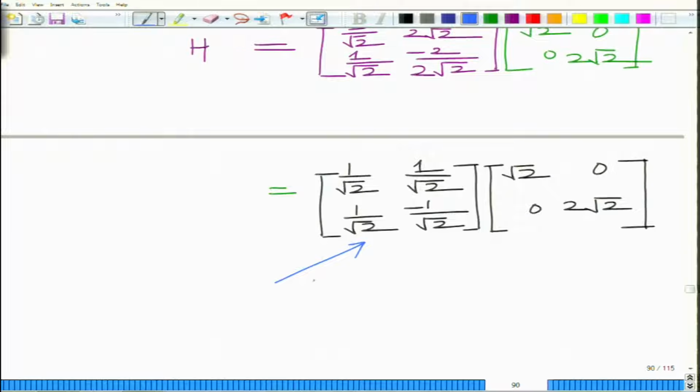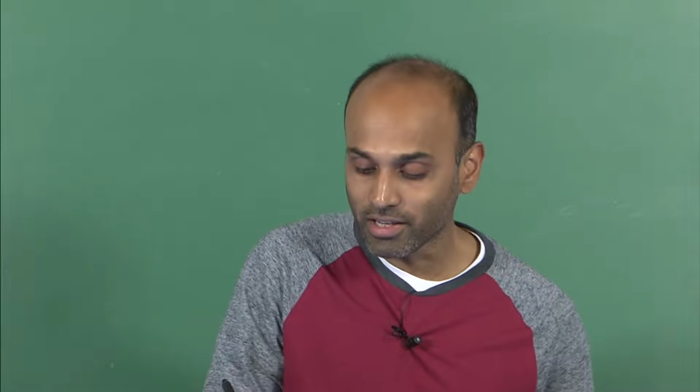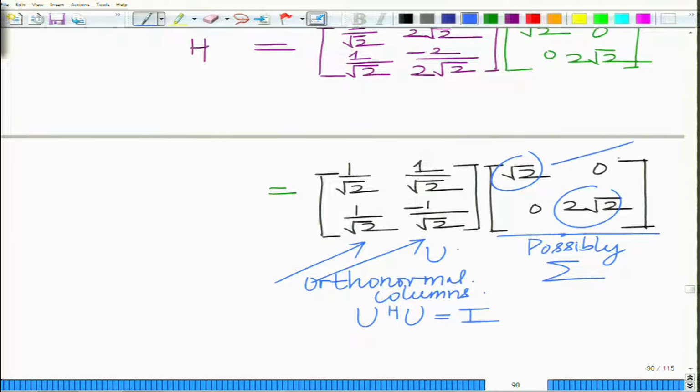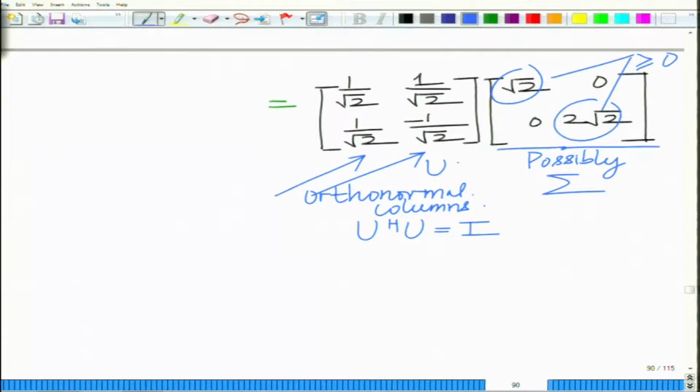So we have orthonormal columns, which means you have columns which are orthogonal to each other and also have unit norm. Now if you look at this matrix, you can see it satisfies the property of U because it has orthonormal columns, therefore U Hermitian U is identity. And in fact, this can possibly be sigma because this is a diagonal matrix and these are non-negative. Remember, these are greater than or equal to zero. So these are possible singular values. And now we have the V matrix. Remember, V is a unitary matrix.